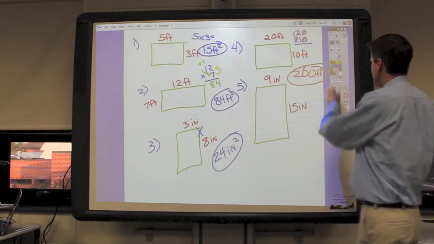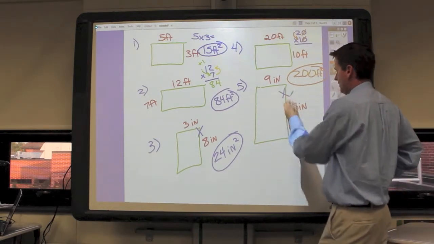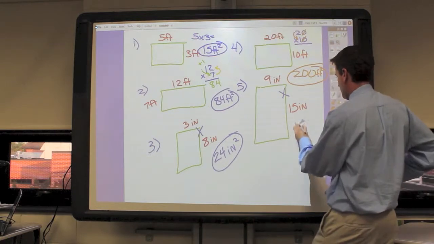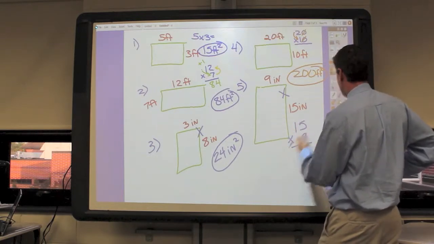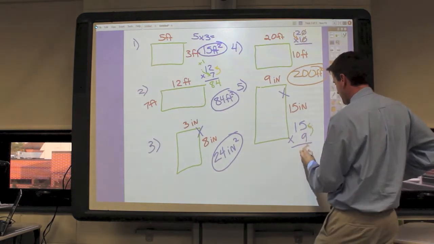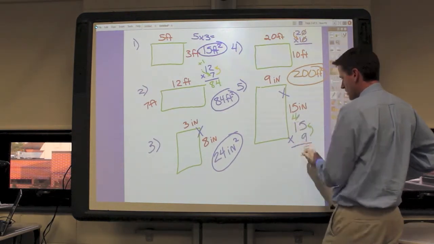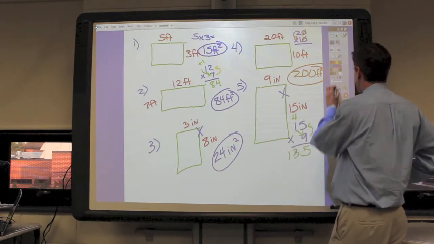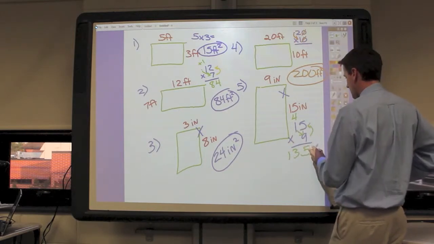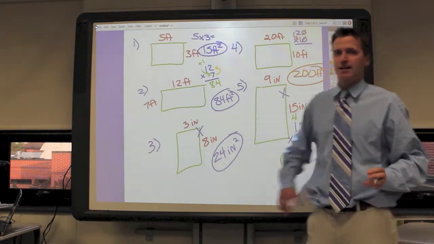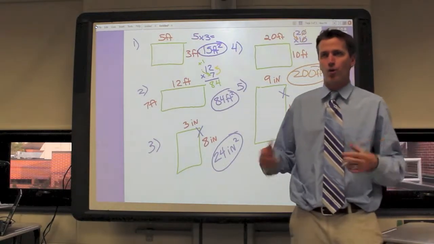And then last but not least, we have 9 times 15. Ooh, that's a difficult one. I'm going to write this one out. 15 times 9. I've got 9 times 5 is 45. Carry my 4. 9 times 1 is 9, plus 4 is 13. So my answer is 135 square inches. All right? And that's it. That is area of a square or rectangle.